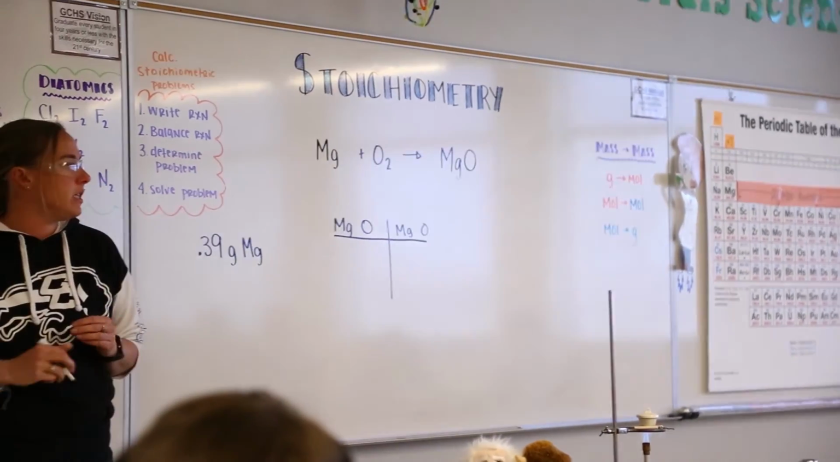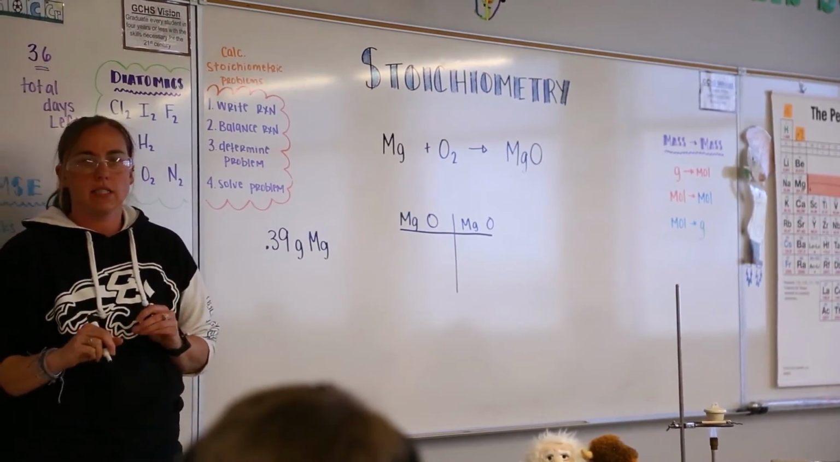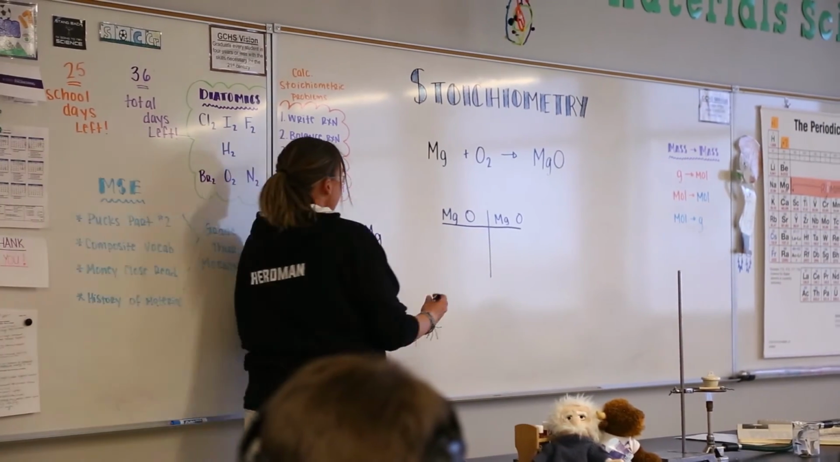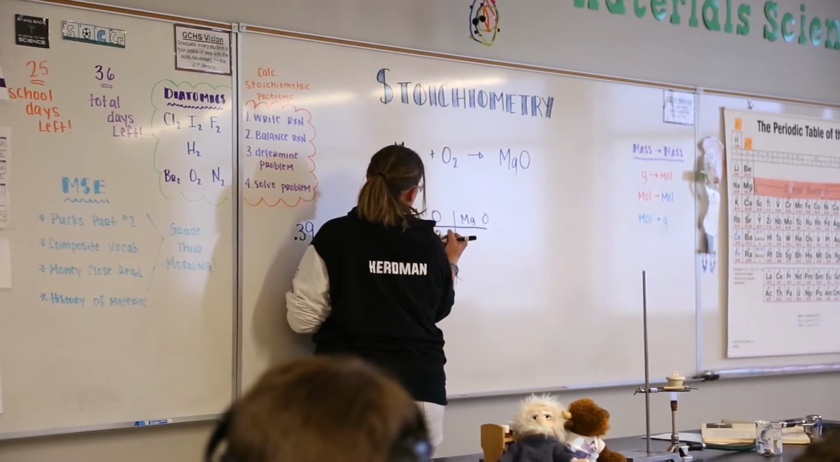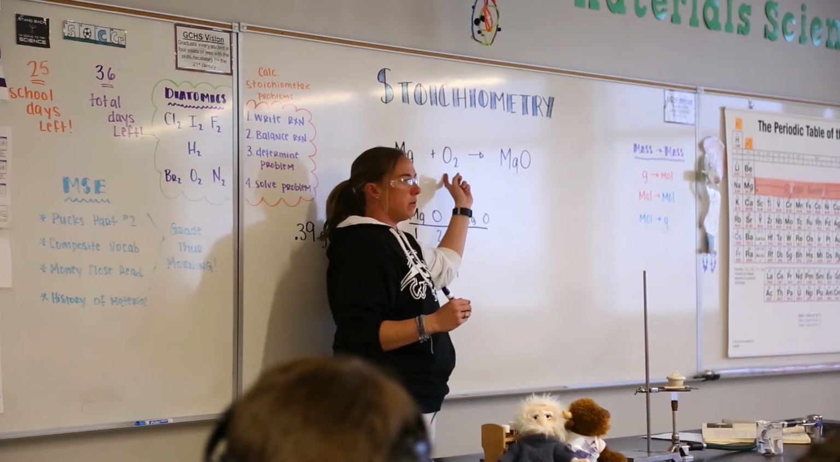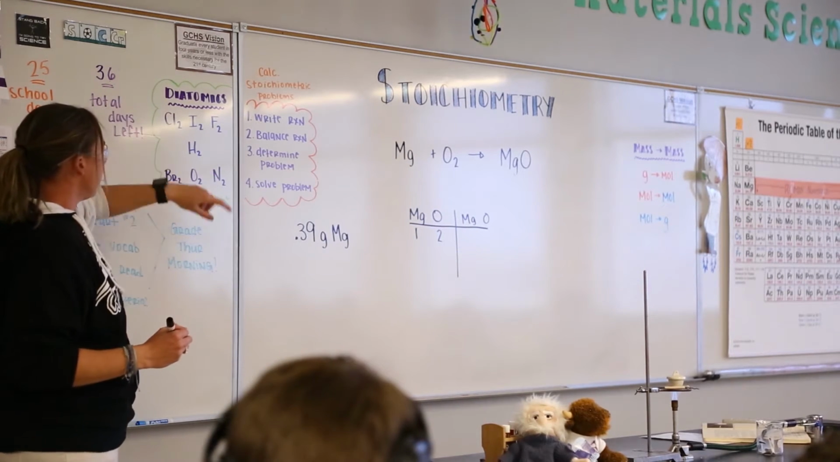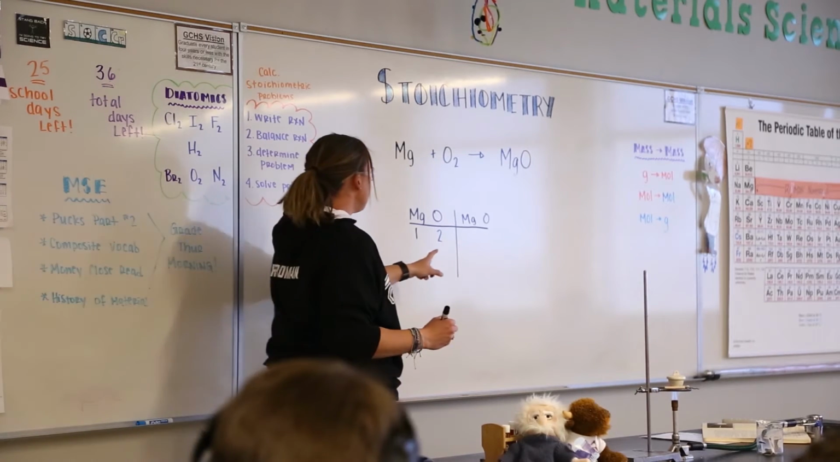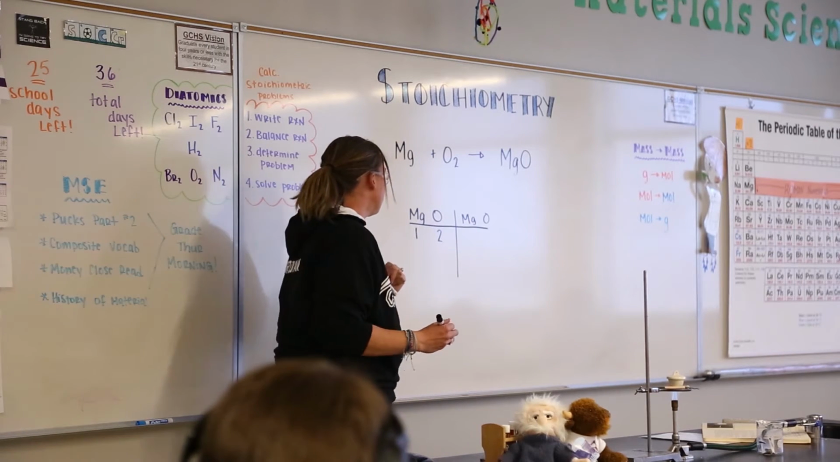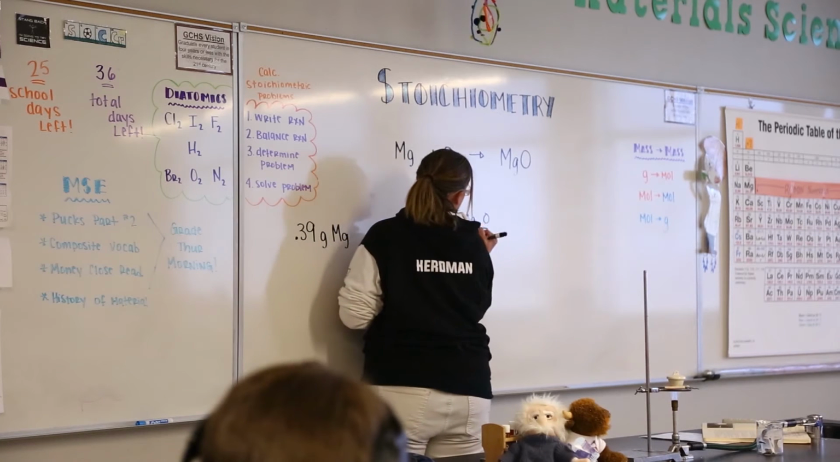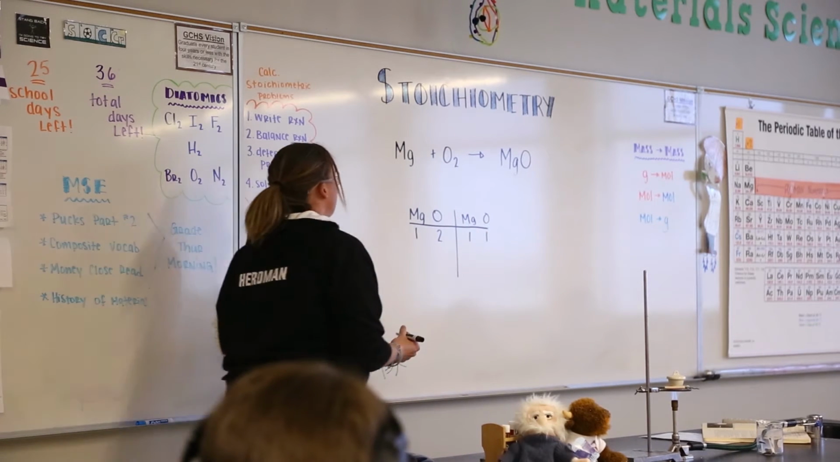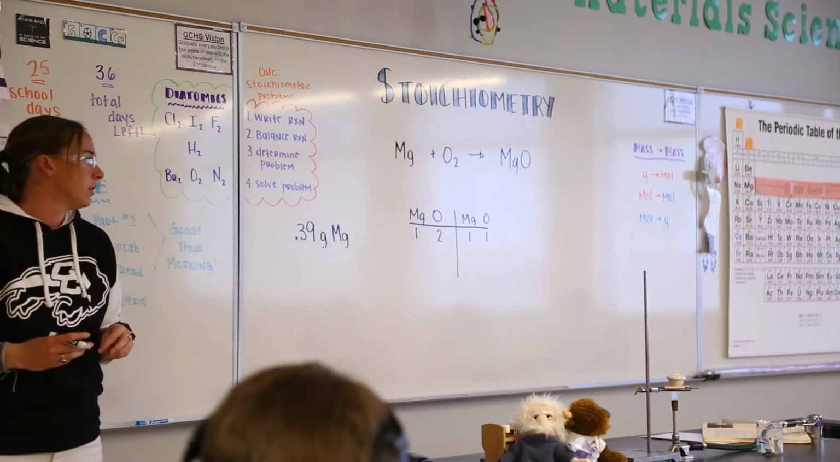And how many magnesiums do we have on our reactant side? One. How many oxygens? Two. And why do we know that oxygen comes in two? It's a diatomic. It's one of the 7 that come naturally as a pair. Magnesium, how many magnesiums do we have on the right? One. And how many oxygens? One. Okay. So what is not balanced?